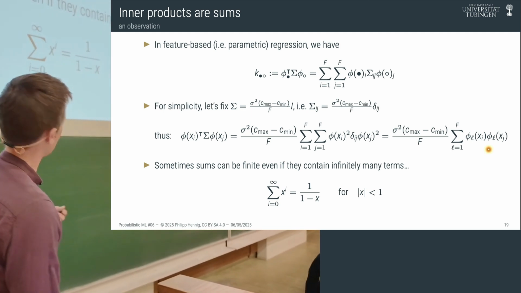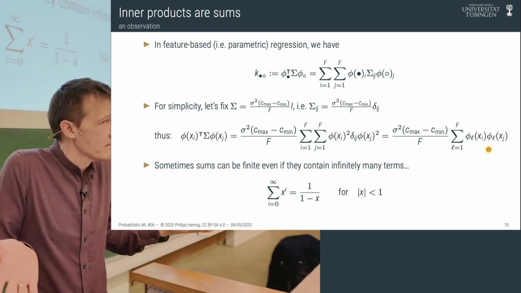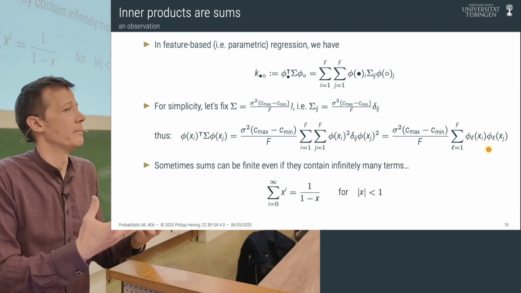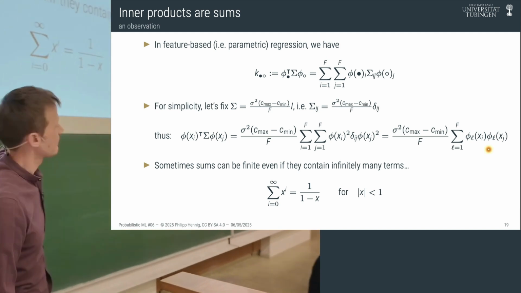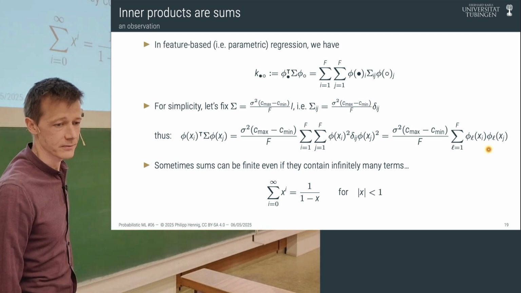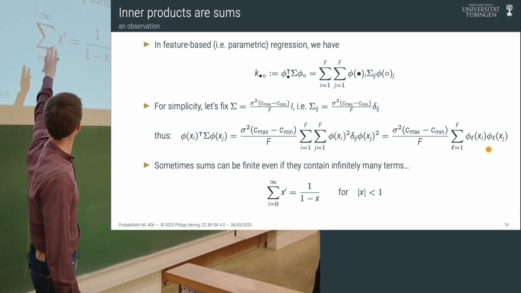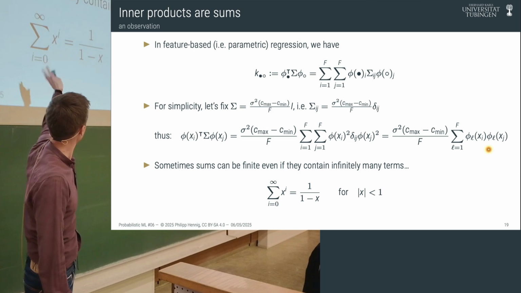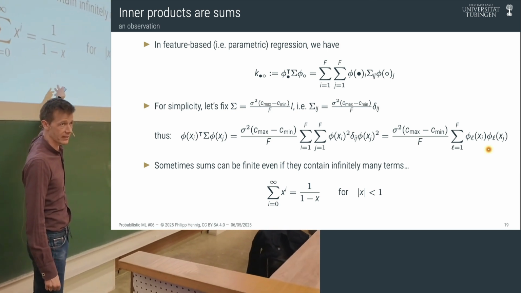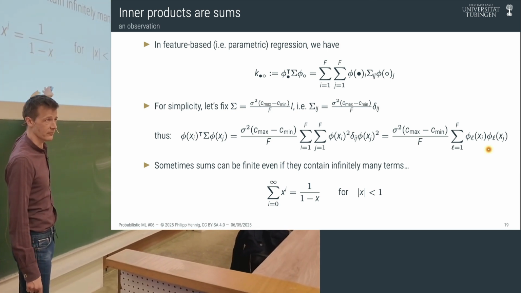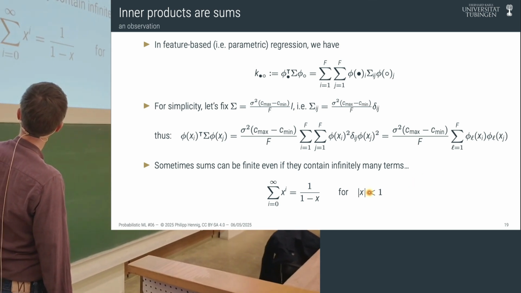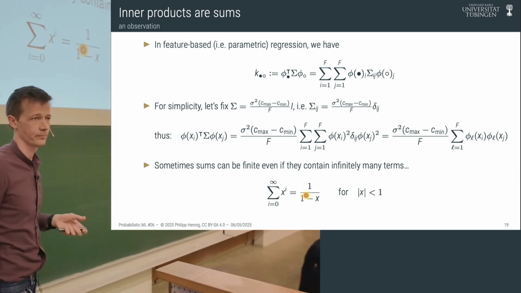And now we can make this observation that there are some sums that you can do in closed form. And here's an example of one that you know from your first-year math lectures. Right? It's a series. And this is an infinite series. It goes from 0 to infinity, but it still has a finite value that you can just evaluate. Right? So here's an example of an equation where I can evaluate an infinite sum in constant time.